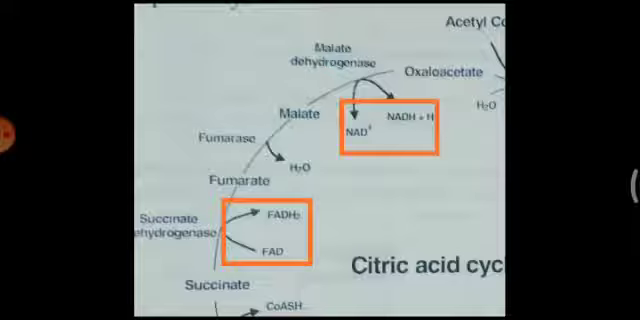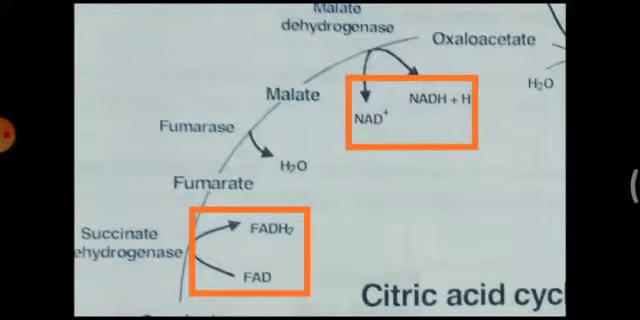NAD is equivalent to 3 ATPs. FAD, you can see after succinate to fumarate, that FAD is there. That FAD is like your thumb, where you are having only 2 digits. That means FAD gives only 2 ATPs, whereas NAD gives 3 ATPs.